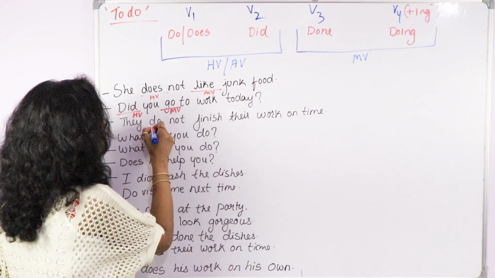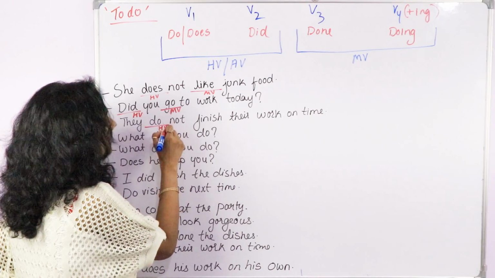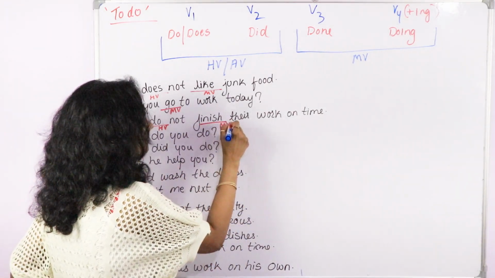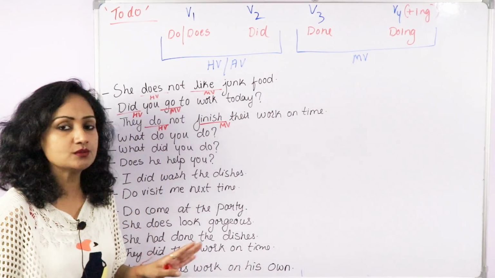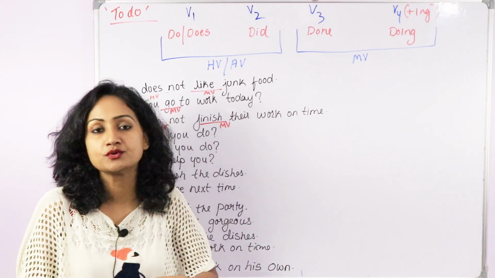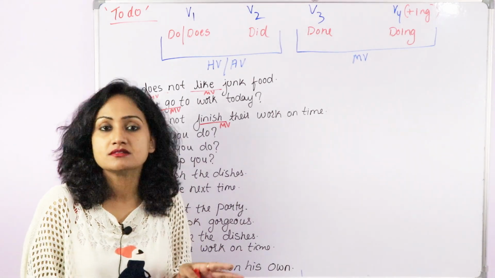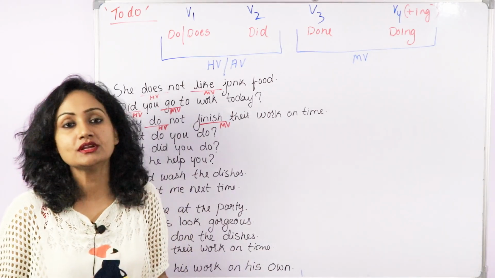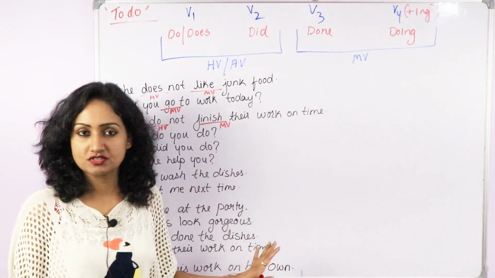They do not finish their work on time. So here do is a helping verb and the main verb is finish. This is the main verb. So this is simple present tense. I hope you know all the tenses. I hope you all must have seen my tenses videos. If you have not, please revise them because then only you can understand these auxiliary verbs.